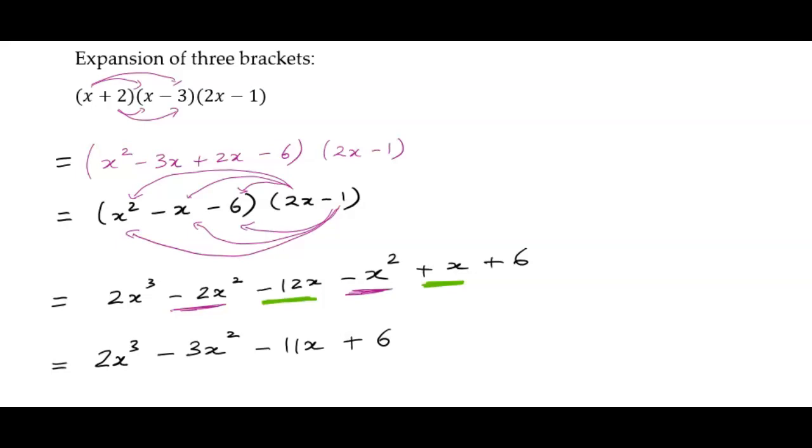And that's all you have to do when expanding three brackets. You expand the first two, simplify that, and then multiply it with the third bracket, and again simplify by collecting like terms. That comes to the end of our lesson today.